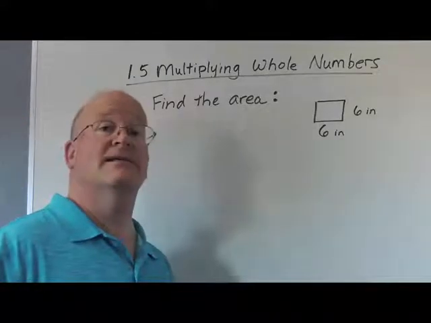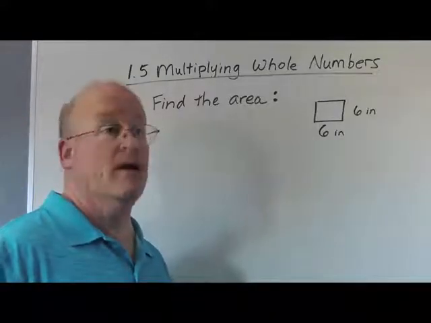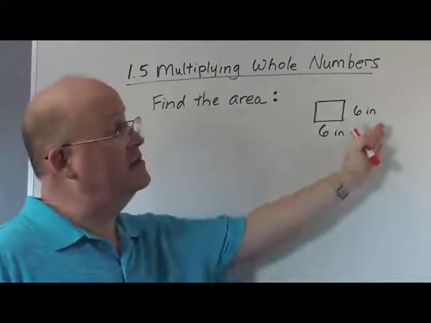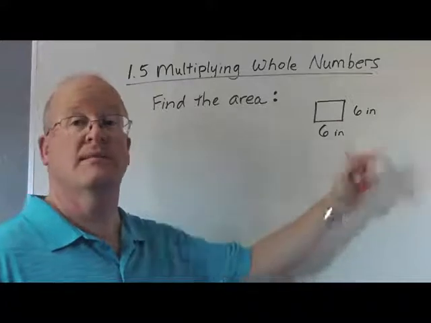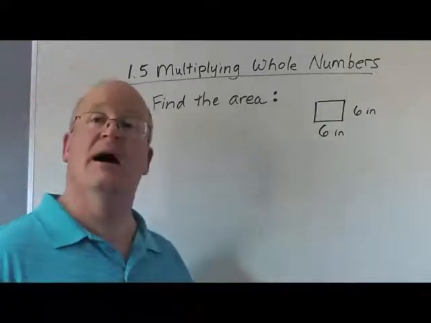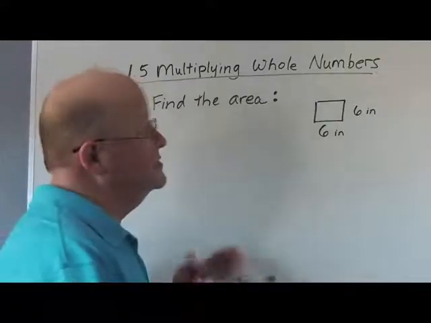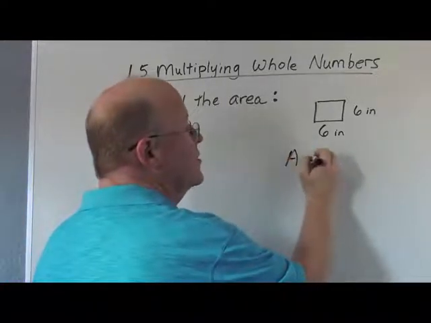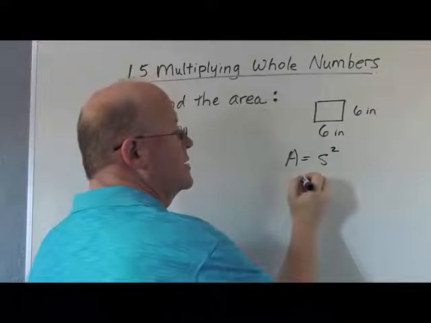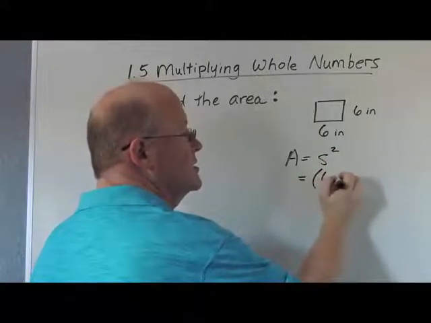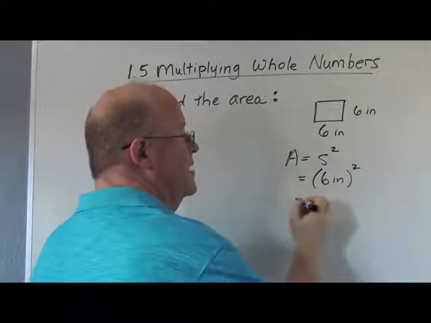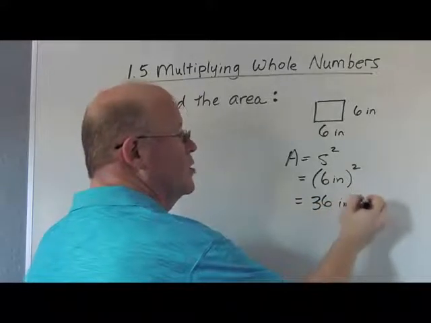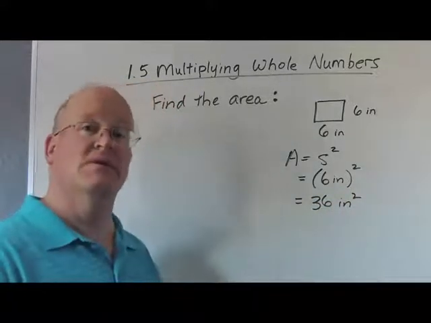If you are being asked to find the area of a square, that's just a special case of the rectangle. You're still going to be multiplying length times width or base times height, but since the base and the height are the same, you basically can say, oh, just in this case, 6 times 6. We usually write area is equal to side squared, and in this case, that would be 6 inches being squared, and 6 times 6 is 36, and we're going to have square inches because we're multiplying inches by inches.